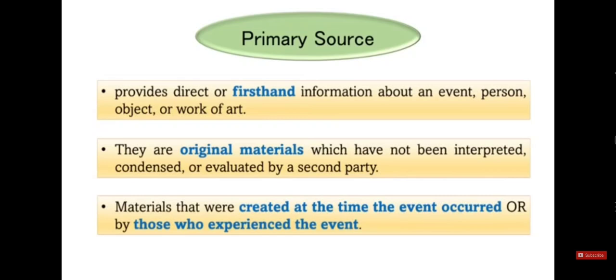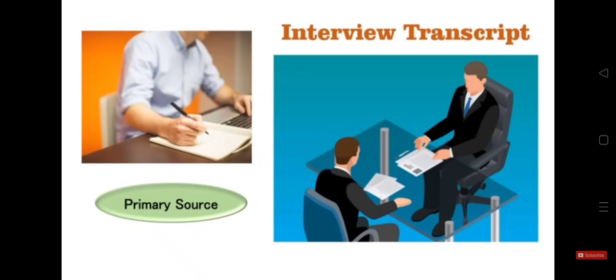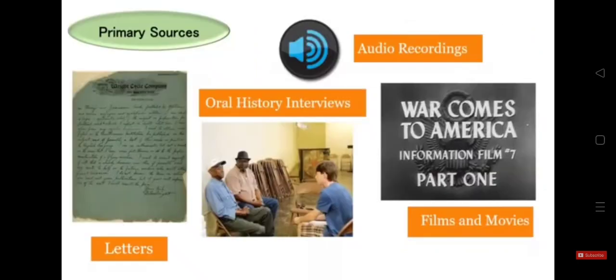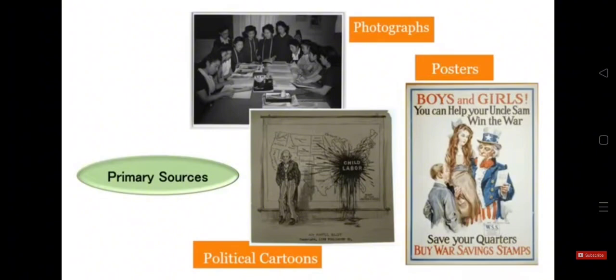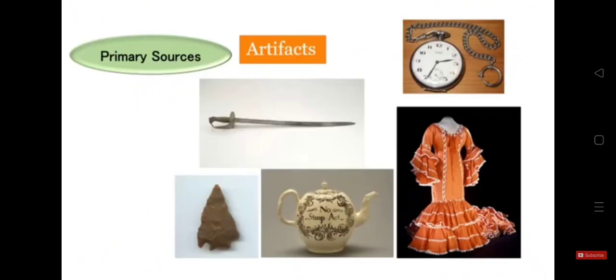They are original materials which have not been interpreted, condensed, or evaluated by a second party, and materials that were created at the same time the event occurred, or by those who experienced the event. And here are examples of primary source. We have diary, interview transcript, letters, oral history interviews, audio recordings, films and movies, newspaper articles, maps, autobiographies and memoirs, political cartoons, photographs, posters, and artifacts.